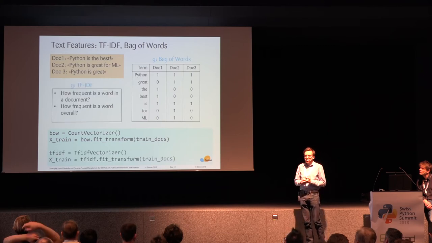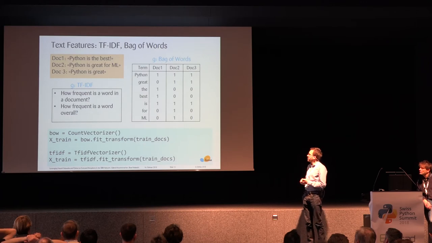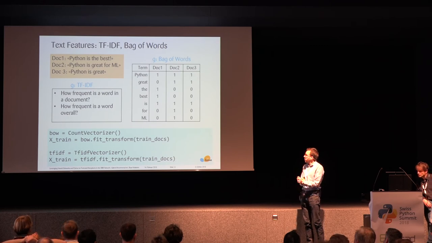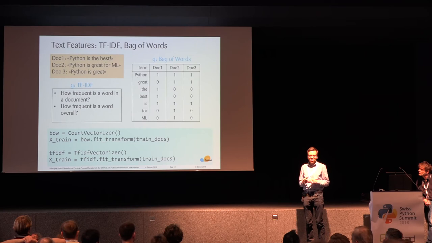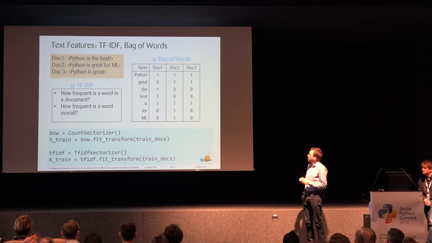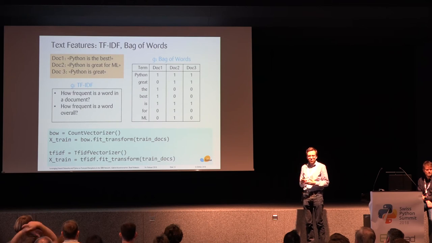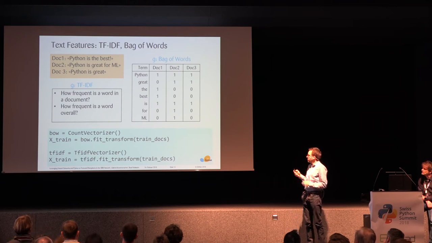Now, slightly smarter would be to not just count, but also to look at the frequency of the word in the document and of the document of the word in all the documents. So this is called TF-IDF, and it's very similar to counting, but instead of the count, you take the frequency of the word in the document. So here Python would be 1/4 instead of just 1. Plus you look at all the other documents, and then you normalize by how often Python appears in all the other documents. So since this is in all of them, its occurrence is not that important. So it gets discounted. And this is called a TF-IDF vectorizer.